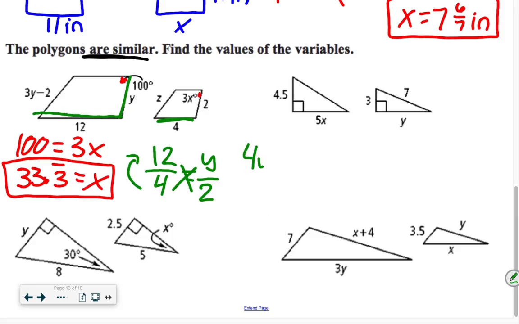Alright, so 4y equals 24. How big is y? 6, which is the same as 2 times 3, which is what the other one is. But that's okay.